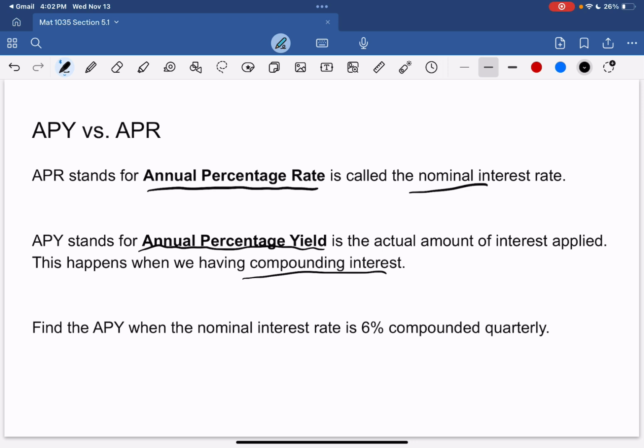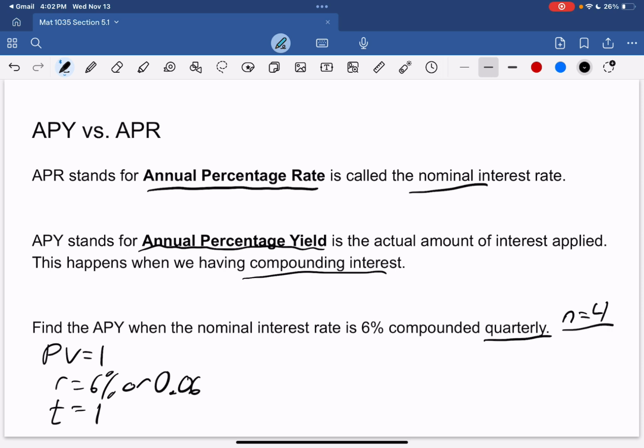Okay, so for APY, when the nominal interest rate is 6%, compounded quarterly, means 4 times a year, so my n's going to equal 4. Right. I'm going to choose a present value of 1 just to make life easier. But I have a rate of 6%, or 0.06. And then I have a time. Since I only need to know what's happening annually, I'm just going to let my time equal 1. And I already know that my n is equal to 4.